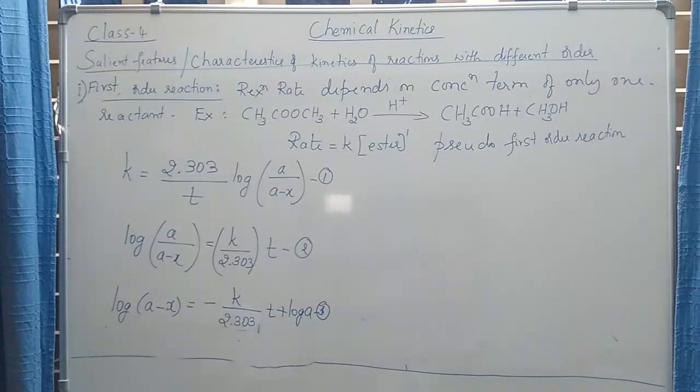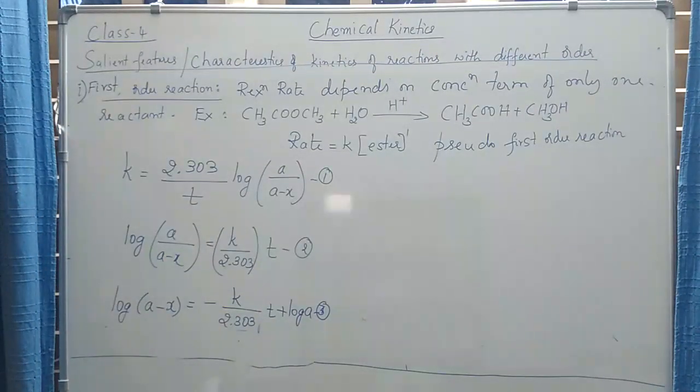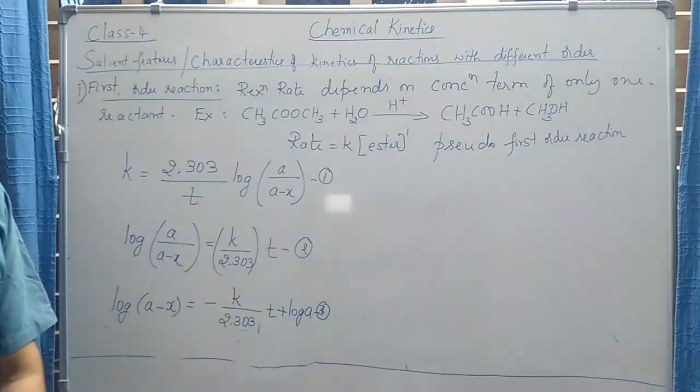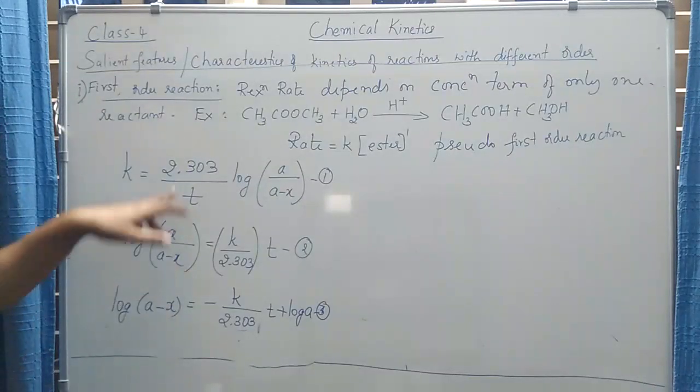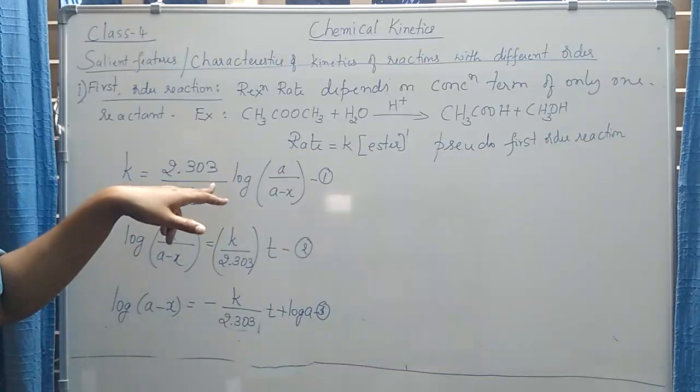Before going into the graphical aspect of this reaction, let us first concentrate on equation 1 and try to find out the unit of rate constant k. So let us concentrate on the RHS. 2.303 is a unitless quantity.